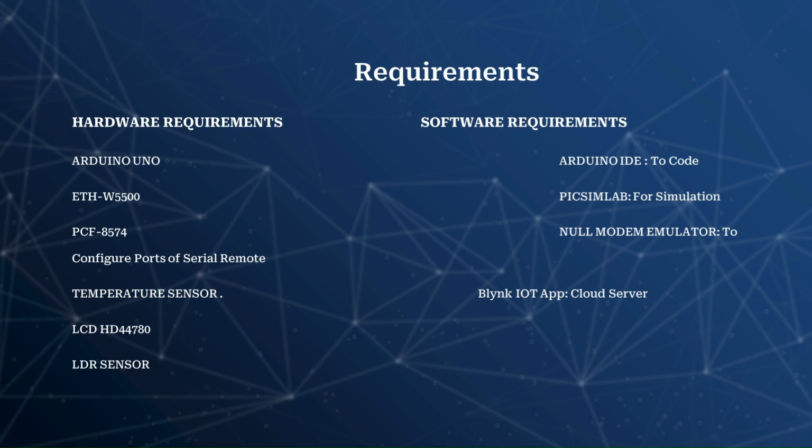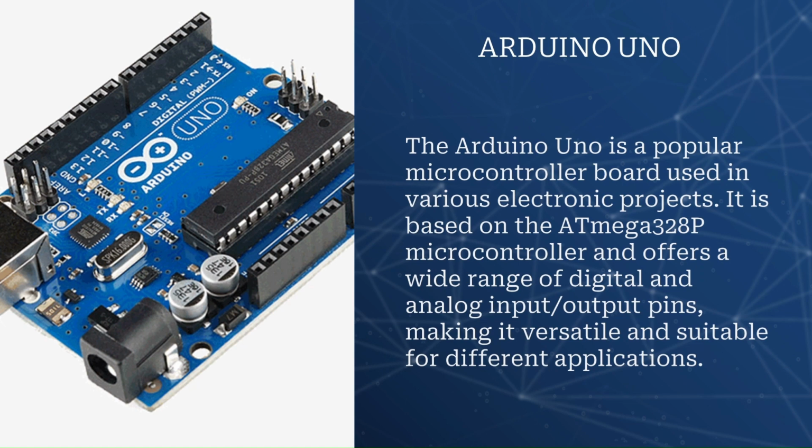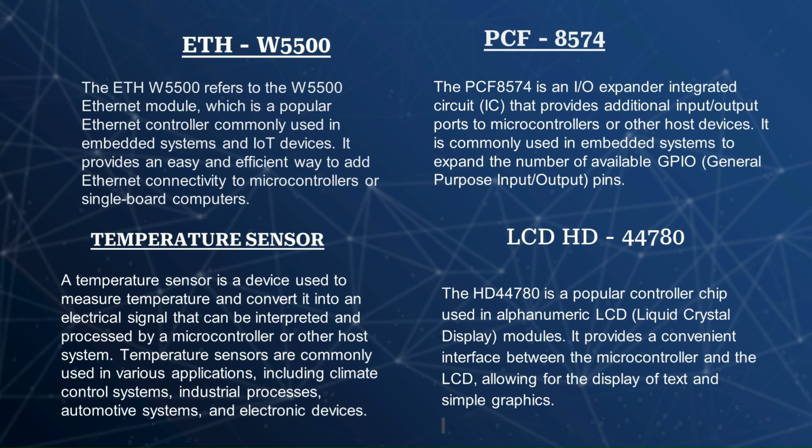Now, let us know briefly about all the requirements that are used in this project. Firstly, Arduino Uno. Arduino Uno is an open source microcontroller board based on the ATmega328P microcontroller. This is how it looks. ETH-W5500 is an Ethernet. It is a hardwired TCP/IP embedded Ethernet controller that provides internet connection to an embedded system. Here is the Ethernet server.